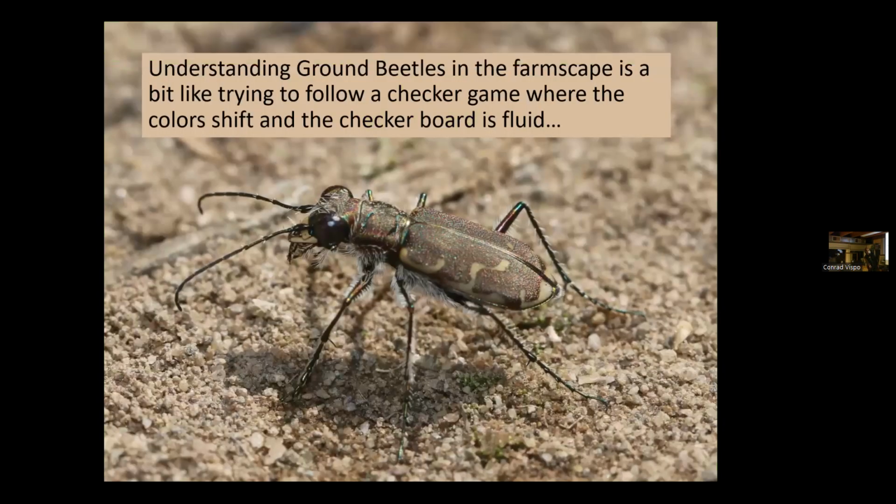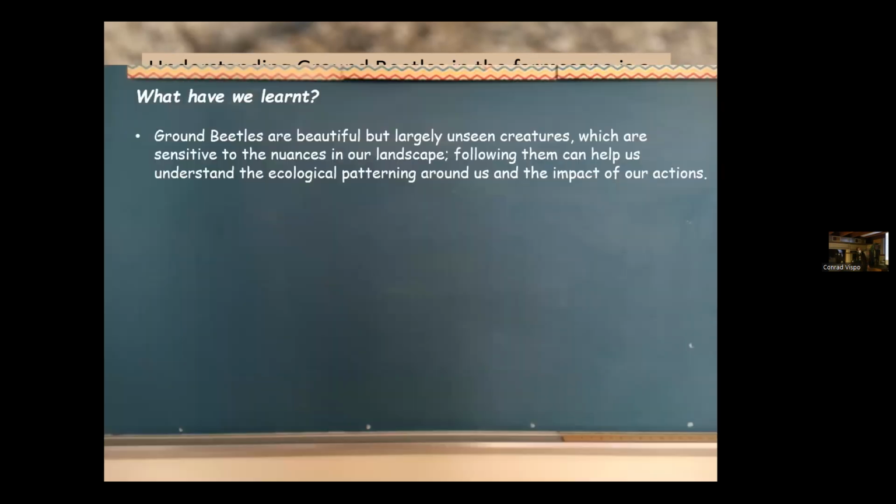And then I just wrapped up: understanding ground beetles in the farmscape is a bit like trying to follow a checker game where the colors shift and the checkerboard is fluid. Because each of these species can play a different role, the same species plays a different role in a different place, and because the landscape changes, it's not constant. There's a lot of complexity built into this.